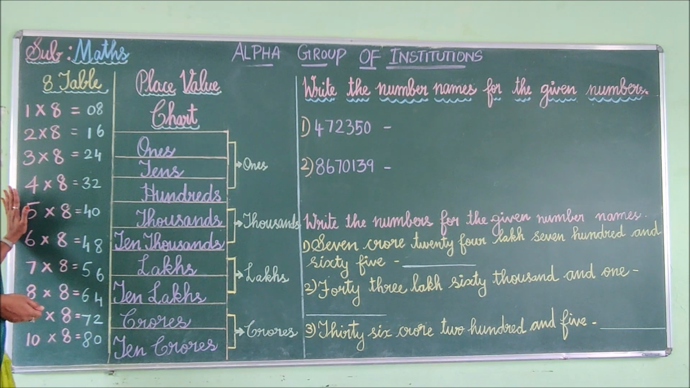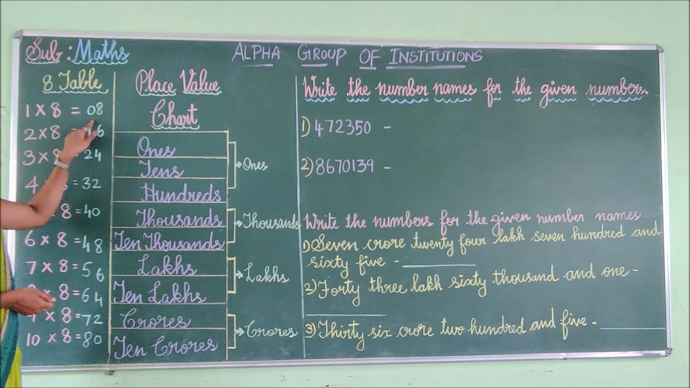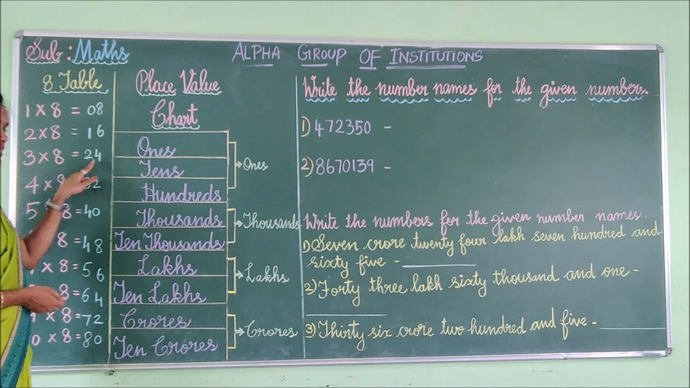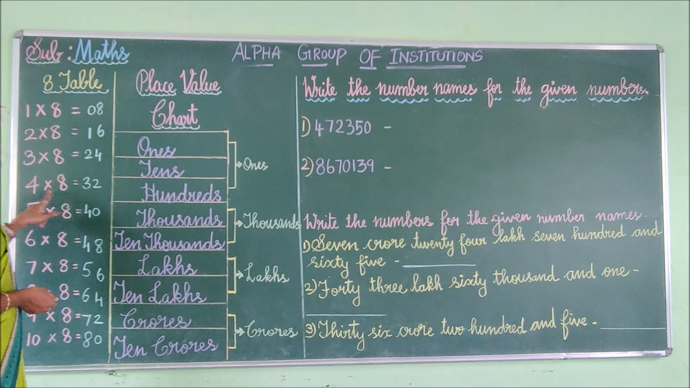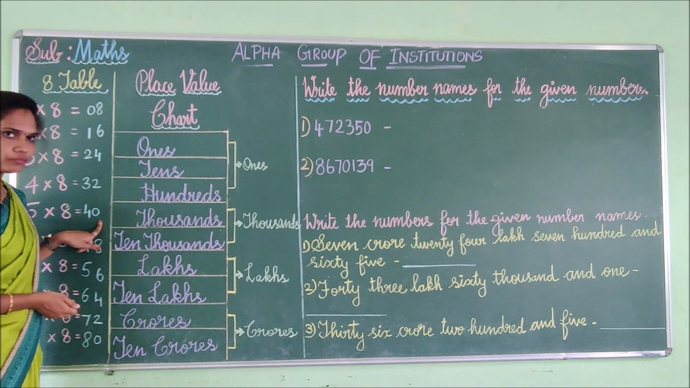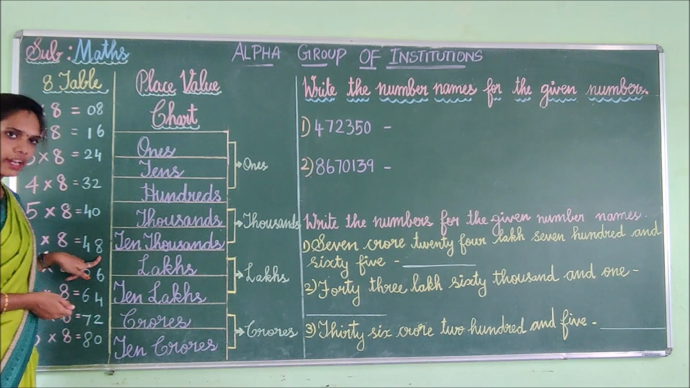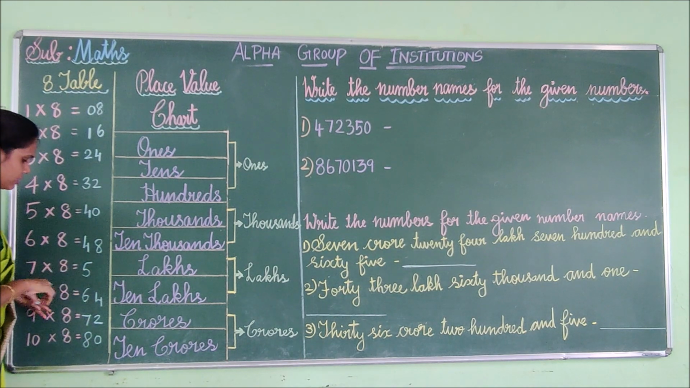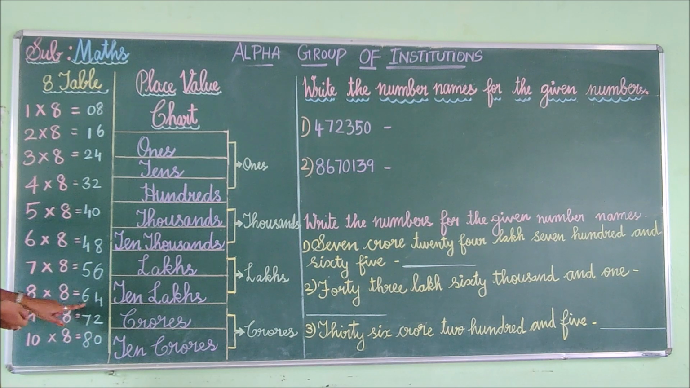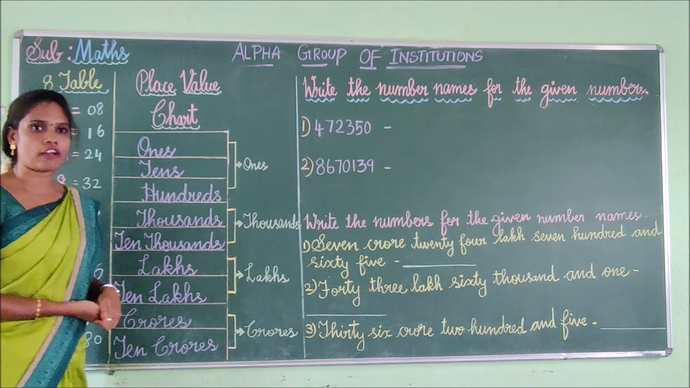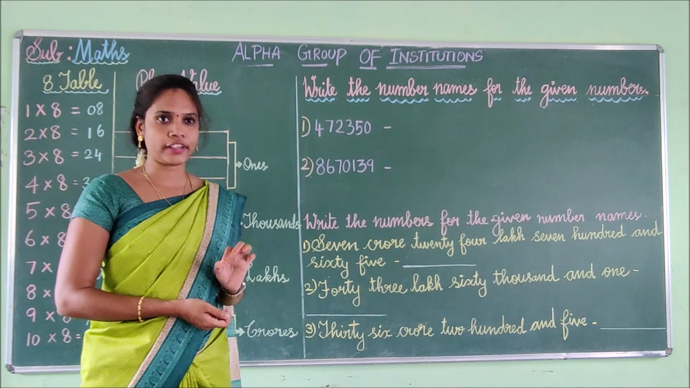Shall we recall once again? So repeat after me. 1 8 is 8. 2 8s are 16. 3 8s are 24. 4 8s are 32. 5 8s are 40. 6 8s are 48. 7 8s are 56. 8 8s are 64. 9 8s are 72. 10 8s are 80. Okay children, you have to practice the 8 table, and write it in your note also.